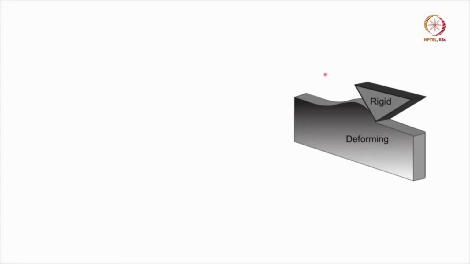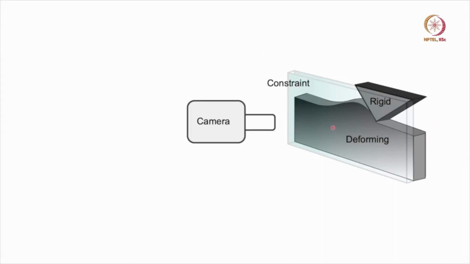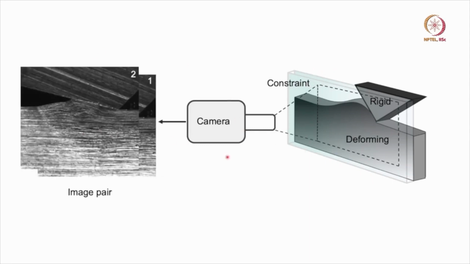So let us look at the basic components which go into a DIC experiment. We have a workpiece which is deforming, and to ensure that there is no out of plane deformation, we have this glass plate pressed against the workpiece. Perpendicular to this workpiece, we have our camera which is focusing on the region of interest, and we'll get an image pair while imaging this region of interest. So let us look at how we set up this experiment in lab.